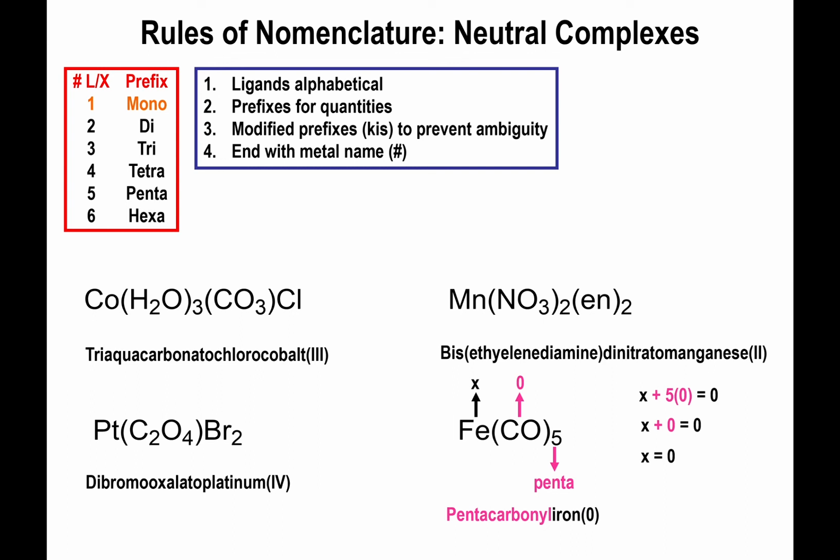And this can actually happen. In some cases, you could even have a metal with a negative charge. Those cases do happen from time to time, so just be aware of that. Those will not require Roman numerals, but you still have to write the charge of the metal.